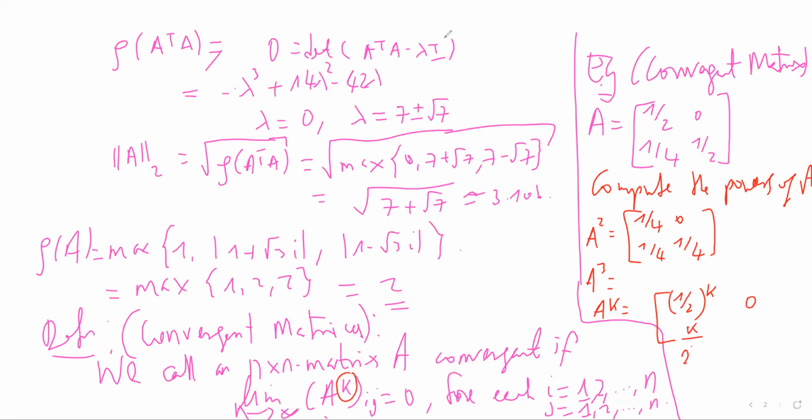Is powering A just powering each element in A? Because I thought that when we power A, we multiply A times A. Do we multiply row by column? So A squared means A times A. A cubed means A squared times A. Yes.